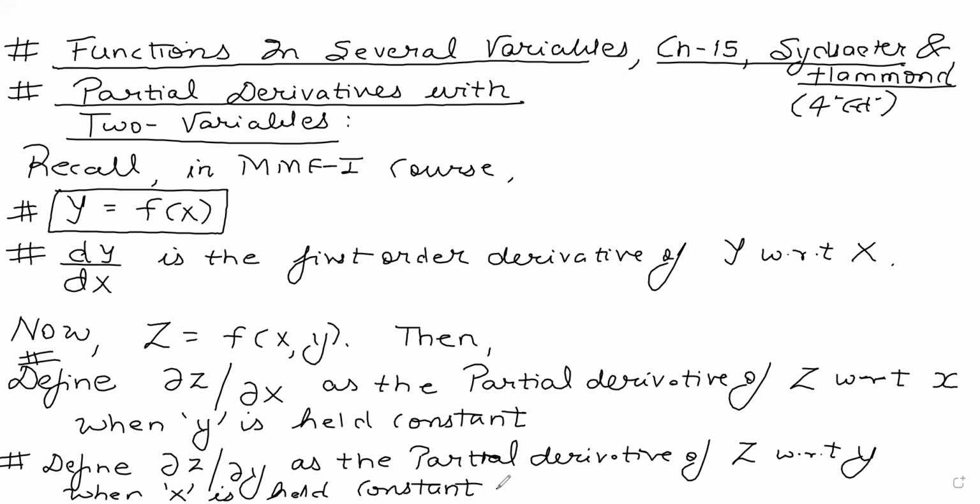So when we talk about del z by del x, it means we are partially differentiating z with respect to x when y is kept constant. And when we talk about del z by del y, we are partially differentiating z with respect to y, keeping x constant. Okay, so now we can use the following notations. When z is a function of x and y, I can use notations which will be used again and again. Different books will be using different notations.